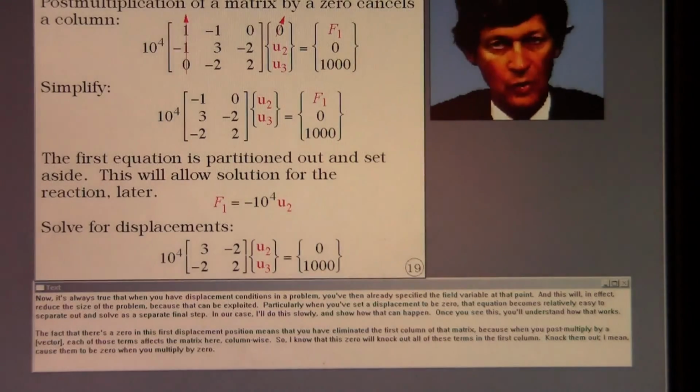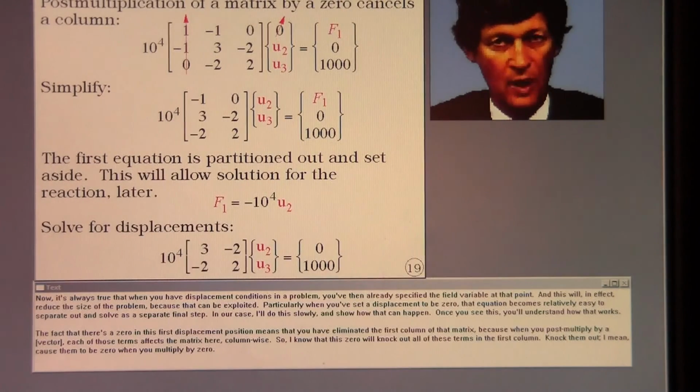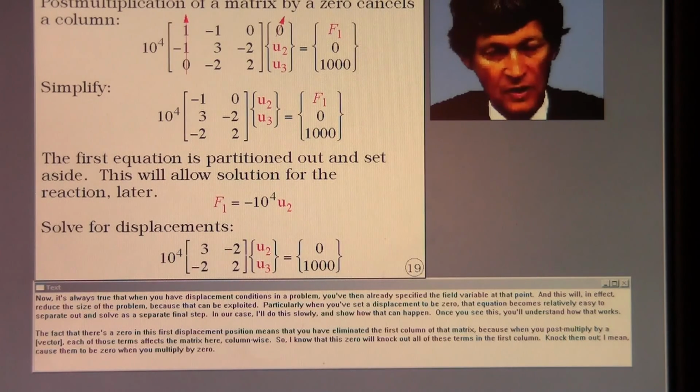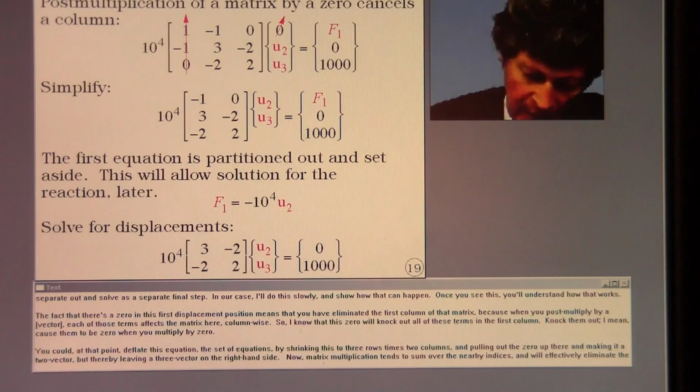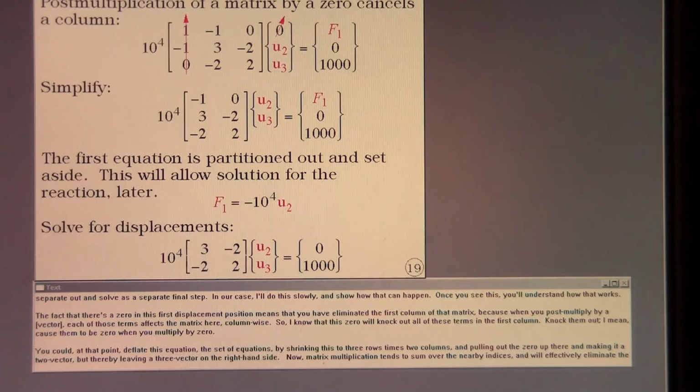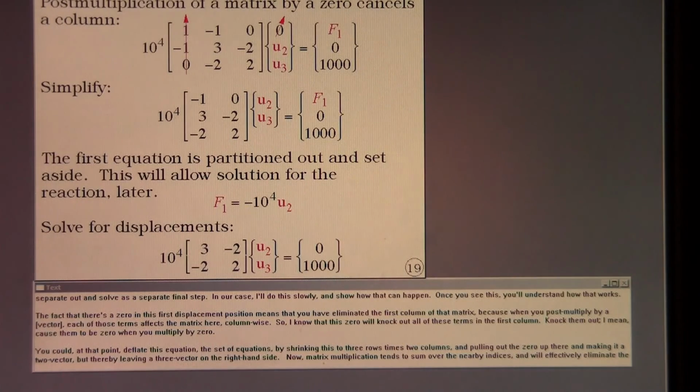Now, it's always true that when you have displacement conditions in a problem, you've then already specified the field variable at that point. And this will, in effect, reduce the size of the problem because that can be exploited. Particularly when you set a displacement to be 0, that equation becomes relatively easy to separate out and solve as a separate final step. In our case, I'll do this slowly and show how that can happen. Once you see this, you'll understand how that works.